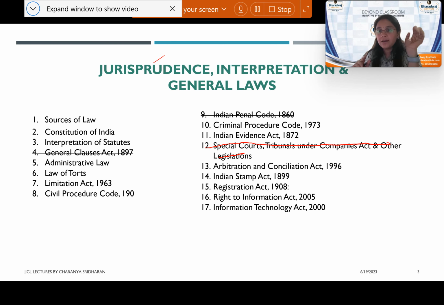We are here learning 17 different legislations, independent legislations. So no two topics are interconnected. Is that clear? Meaning, don't ever make the mistake of starting to attend constitution class.